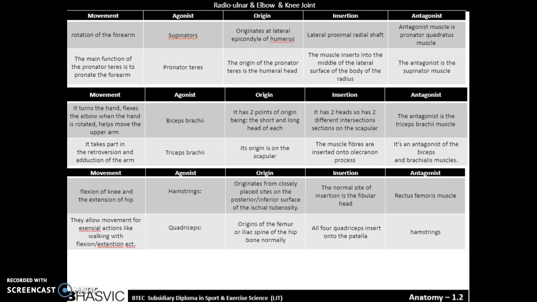Now for the radio-ulnar, elbow and knee joint, looking at the triceps brachii, which is the agonist, the origin is the scapula, the insertion is the muscle fibers inserted onto the olecranon process, and the antagonist is the biceps and brachialis muscles, and the movement is it takes part in retroversion and adduction of the arm.